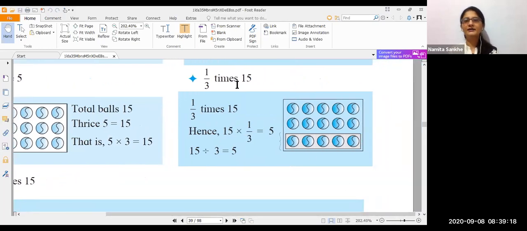Then, 1/3 times of 15. Yes, children, now see. 1/3 means only one part from the 15. So we will multiply this fraction by 15. So 15 into 1/3 is equal to 5. This is 3, and this 3 will divide this 15. As you know, 3 fives are 15. So in one row each, we get 5 dots each. So 1/3 times of 15 is 5.